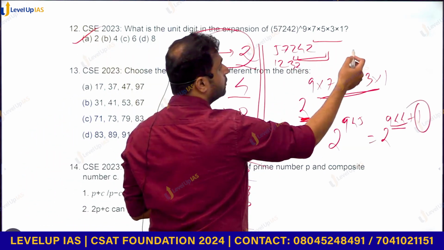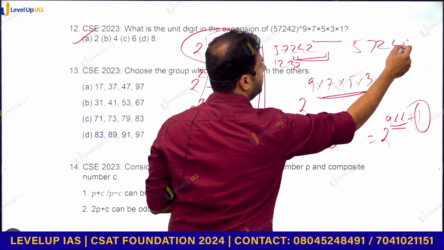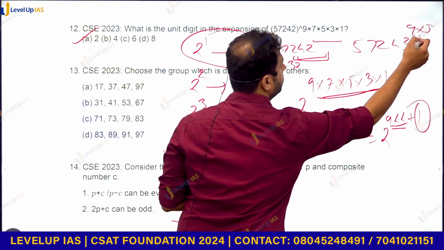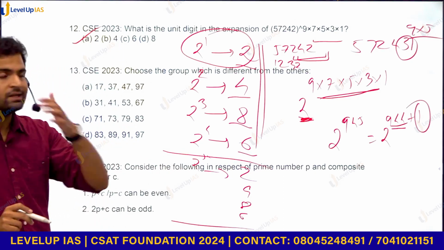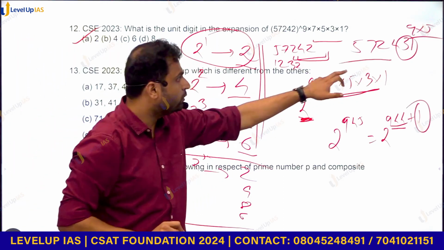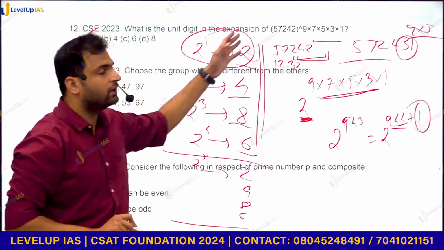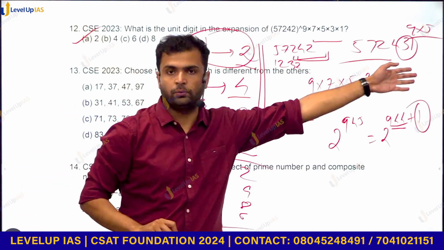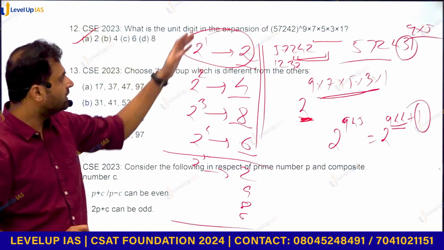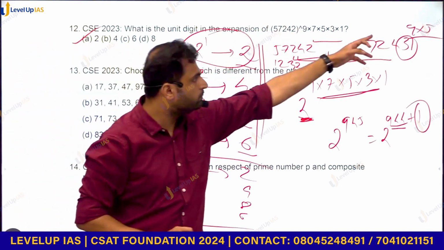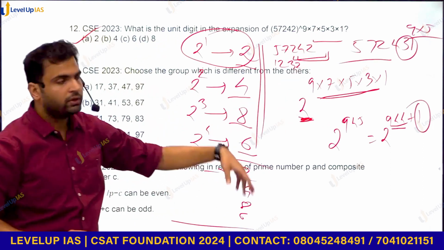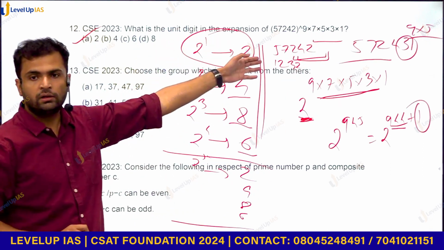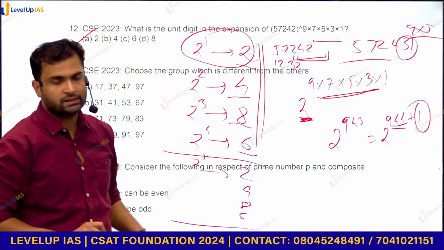Similarly, the question next year could be 57243 raised to this 9 into 5 into power. Again, only 3 raised to that particular power would determine the units place and not these digits. And to calculate that, again you have to find the pattern which the powers of 3 follow. It is also in the cycle of 4. Then you have to see what is the remainder when you divide that particular number by 4, and that remainder would be guiding the units place.